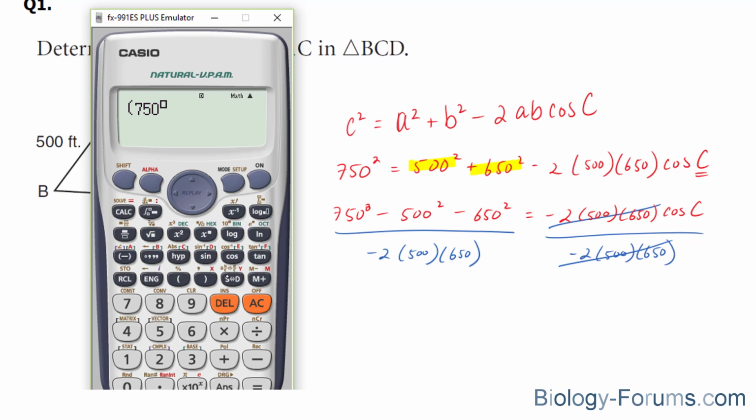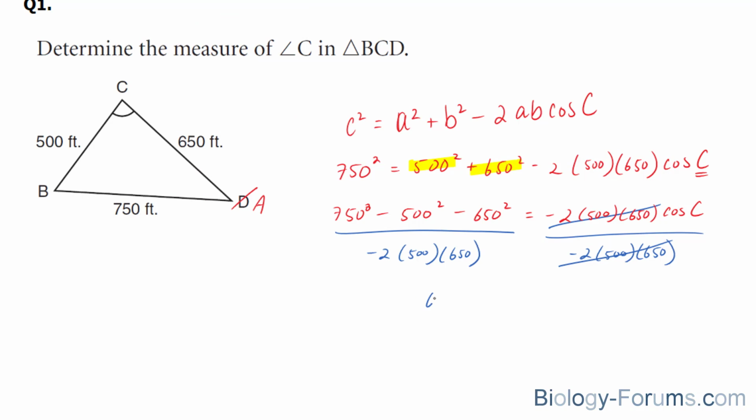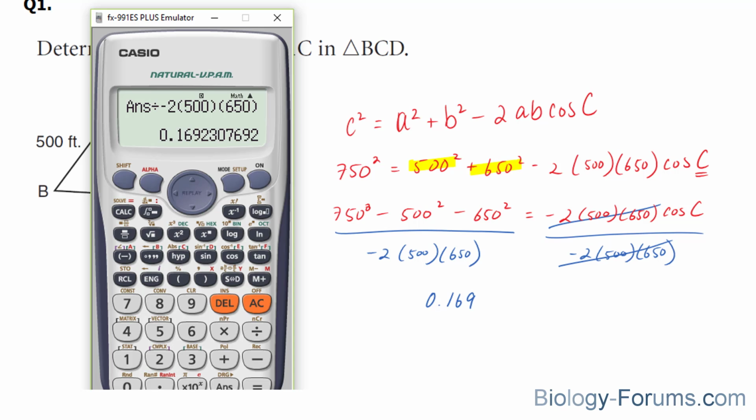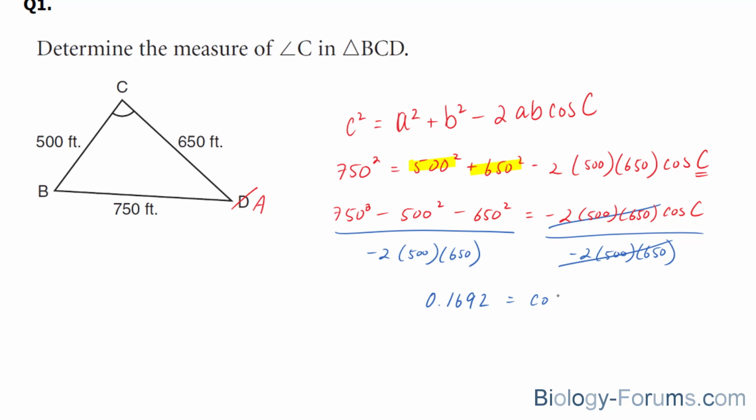750 to the power of 2 minus 500 to the power of 2 minus 650 to the power of 2, bracket divided by negative 2 times 500 times 650. And we end up with 0.169. And it's always appropriate to leave 4 decimal places, so 0.1692 is equal to cosine C.